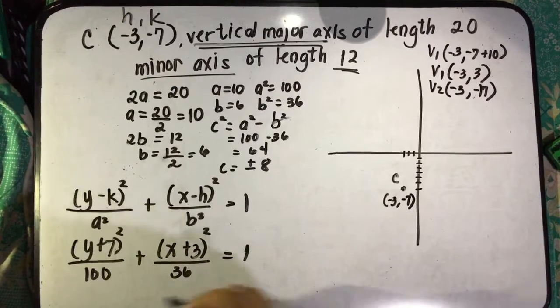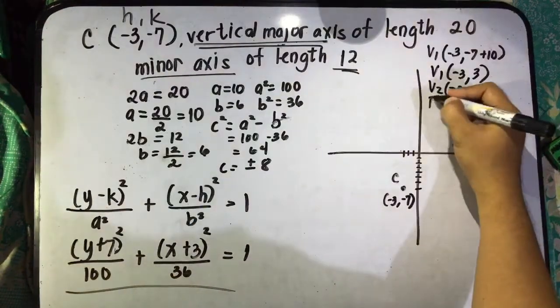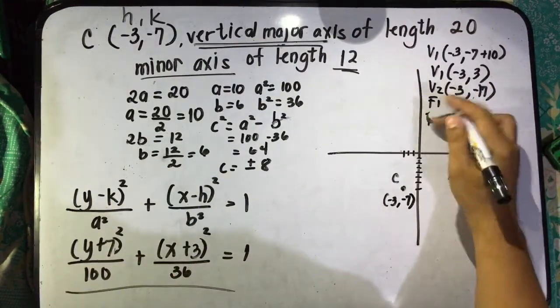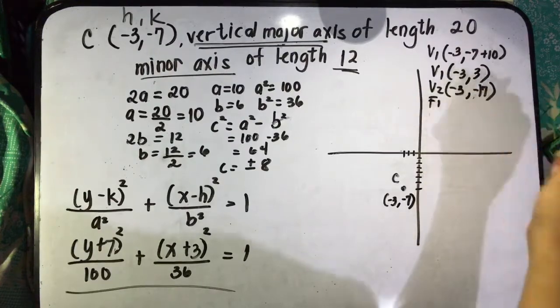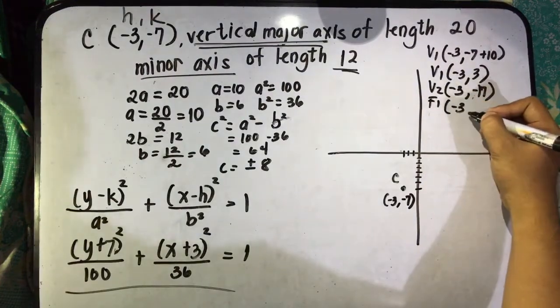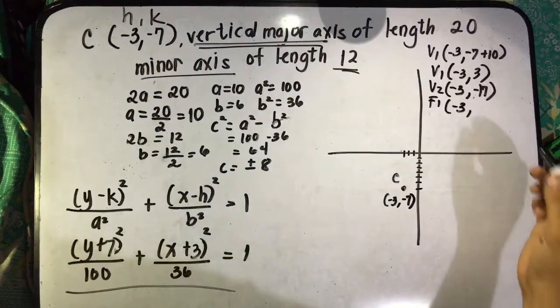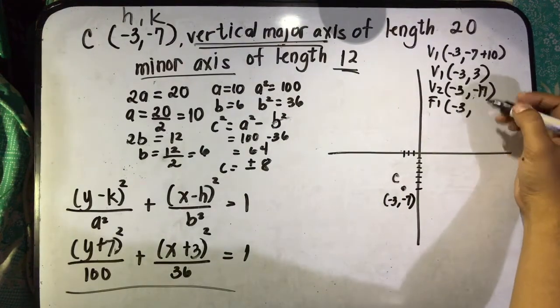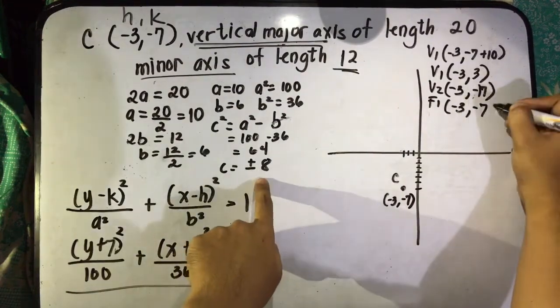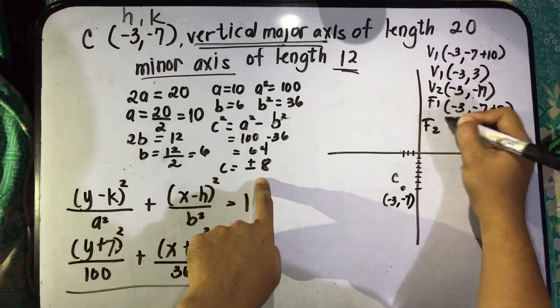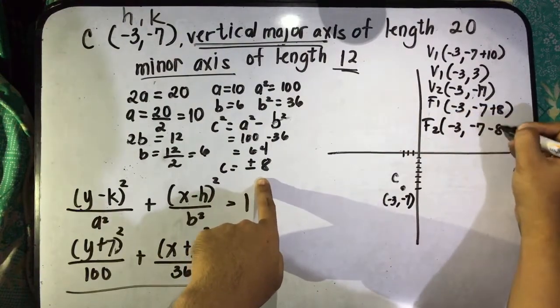May questions? Okay, ilocate naman natin kung nasaan si F1 at saka si F2. So, F1 will be located at -3, -7, plus 8, and F2 will be located at -3, -7, minus 8.